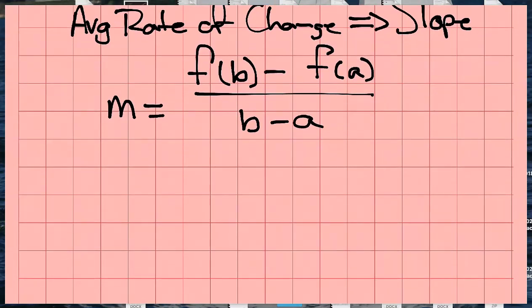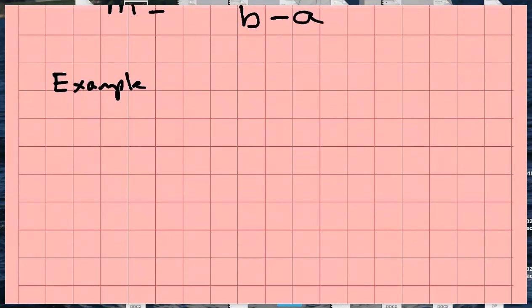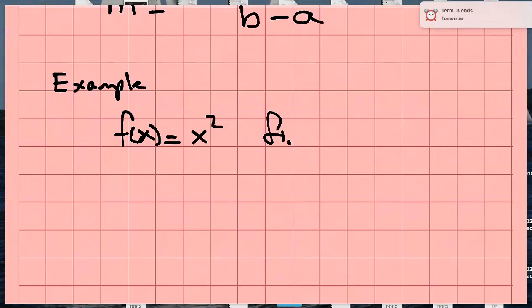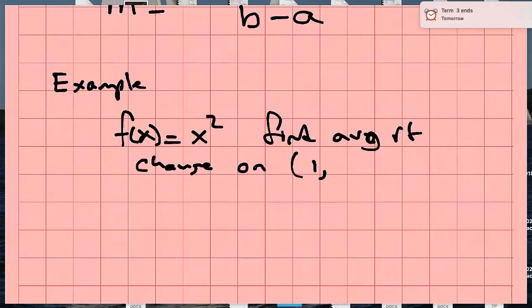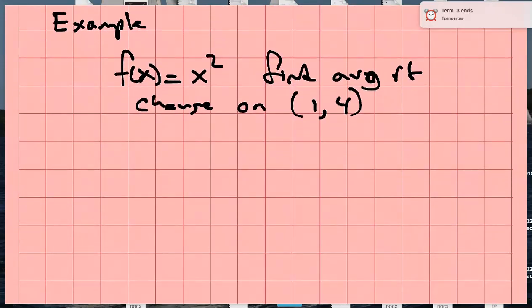So if, for example, you're given something where they said f of x was equal to x squared, find the average rate of change on 1 comma 4. So if you were finding the average rate of change on 1 comma 4, what you would do is go through and say the average rate of change is equal to 4 squared minus 1 squared over 4 minus 1, and whatever that works out to be. So that's pretty easy, right? Hopefully that's really easy for you.